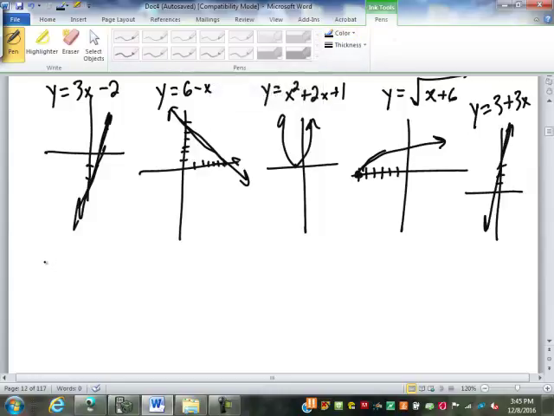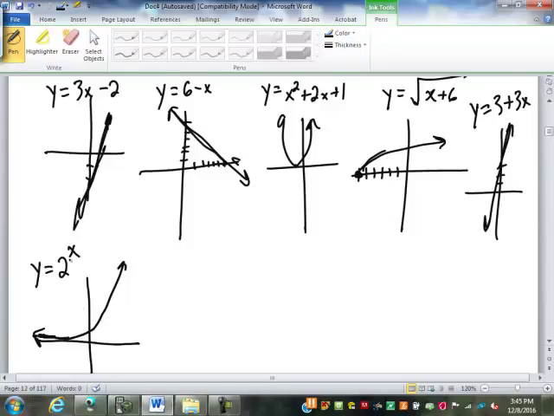Number 6. Y equals 2x, like this? Oh, 2 to the power of x. Okay. That one's going to look something like this. Like that. That's what it should be if you get enough points in it.